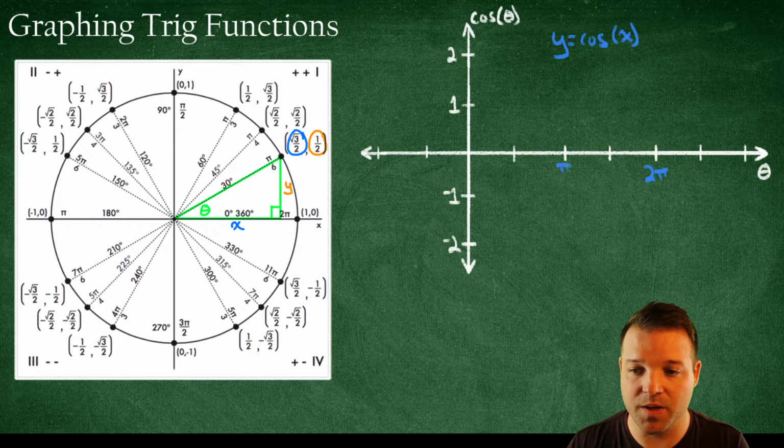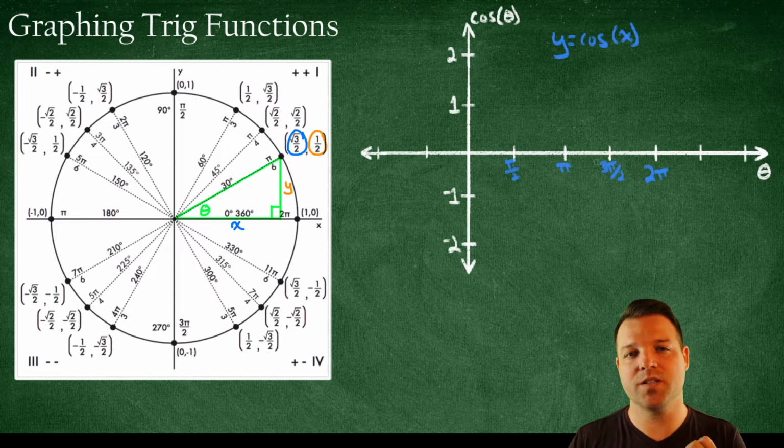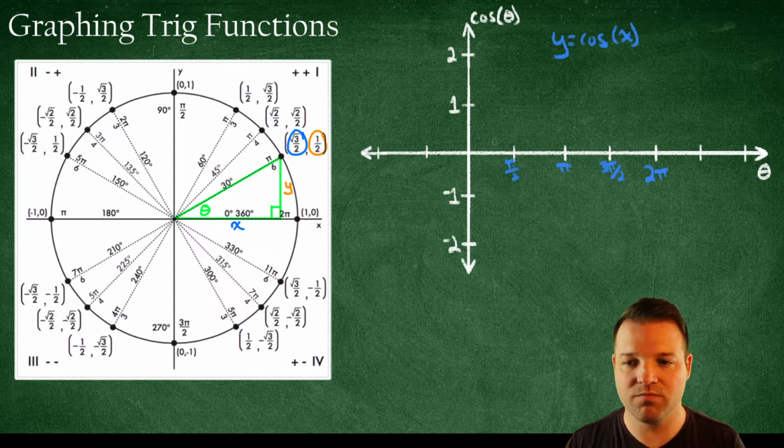So there's my pi, because I divide it in half. Then I divide in half again to get this guy over here, pi over 2. And then this guy, what's between pi and 2 pi? Well, 1.5 pi, which is 3 pi over 2. Okay? All right, so once I have my scale worked out, let's go ahead and start plugging in.